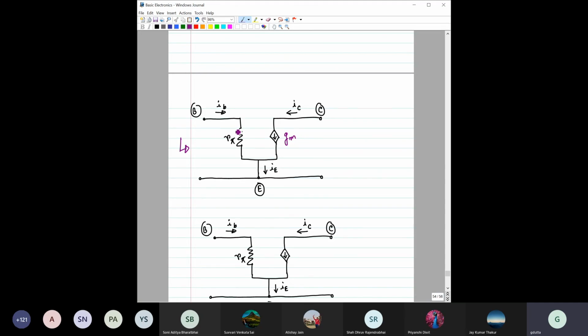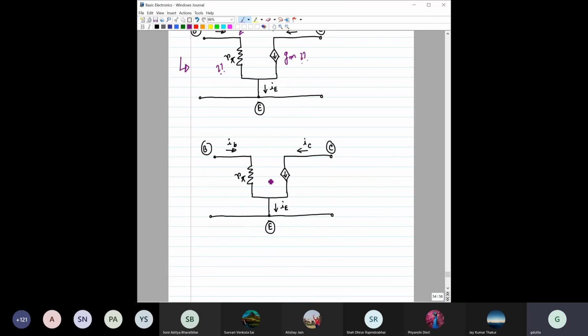So you can see that this bipolar junction transistor has now been represented by a simple resistance and a current source, nothing else. We will see how we can come from the bipolar junction transistor to this particular circuit, and what the value of this r pi and this gm should be.